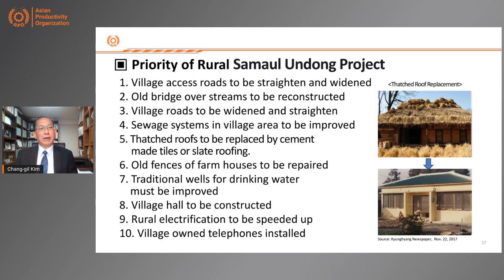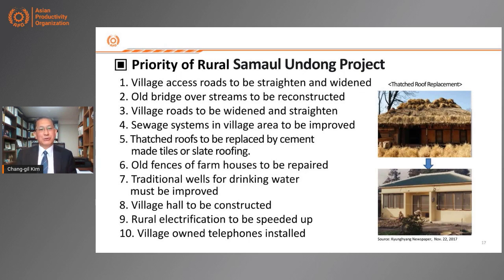For the priority of rural Saemaul Undong projects, there are 10 priorities. The first one is that village access roads be strengthened and widened. And secondly, old bridges over streams be reconstructed, and village roads and the sewage system. Oh, this one is the thatched roof. This is an old culture in Korea, in the rural sector. Very typical, the thatched roof to be replaced by cement or tile or some straight roofing. And old fences and farm houses to be repaired, and traditional wells and village halls.